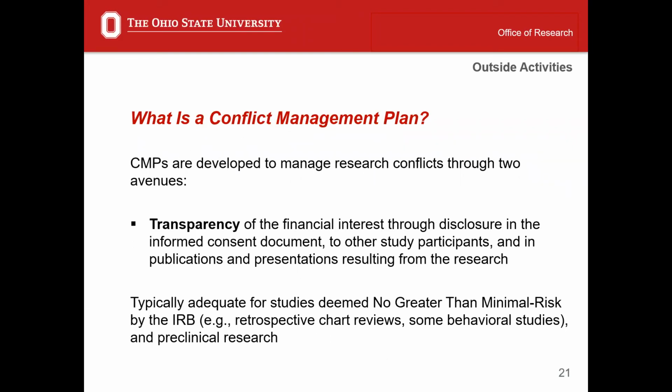A little bit more on the details of a conflict management plan. We'll really talk about two main avenues for managing conflicts. One is transparency of the financial interest. So that would be disclosing in the informed consent document that there is a researcher with a related financial interest, disclosing to other members of the study team, and then in publications and presentations that result from the research.